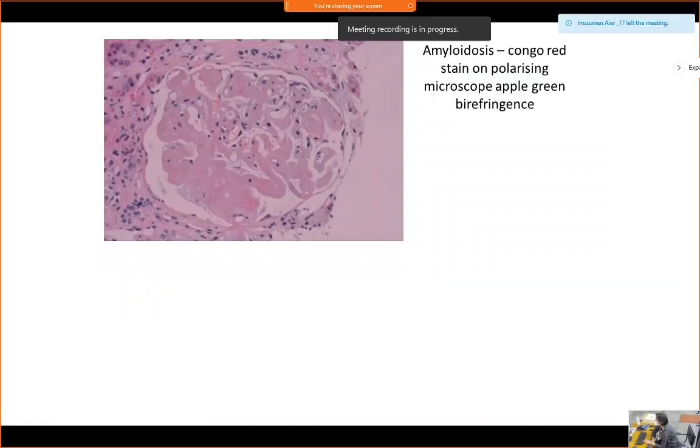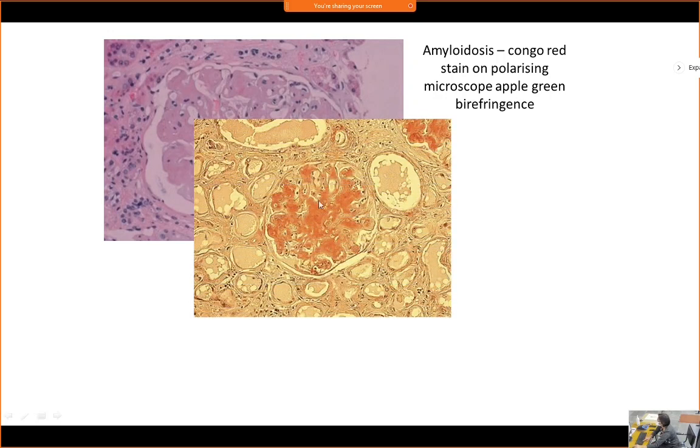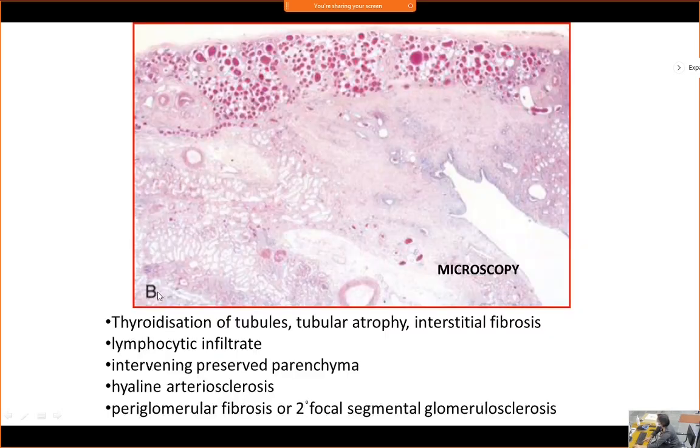Amyloidosis: the most important thing about amyloidosis is that on light microscopy you get this pinkish material, which is known as salmon pink color on Congo red stain, and on polarizing microscope you get this apple green birefringence. So this is another objective question for you.